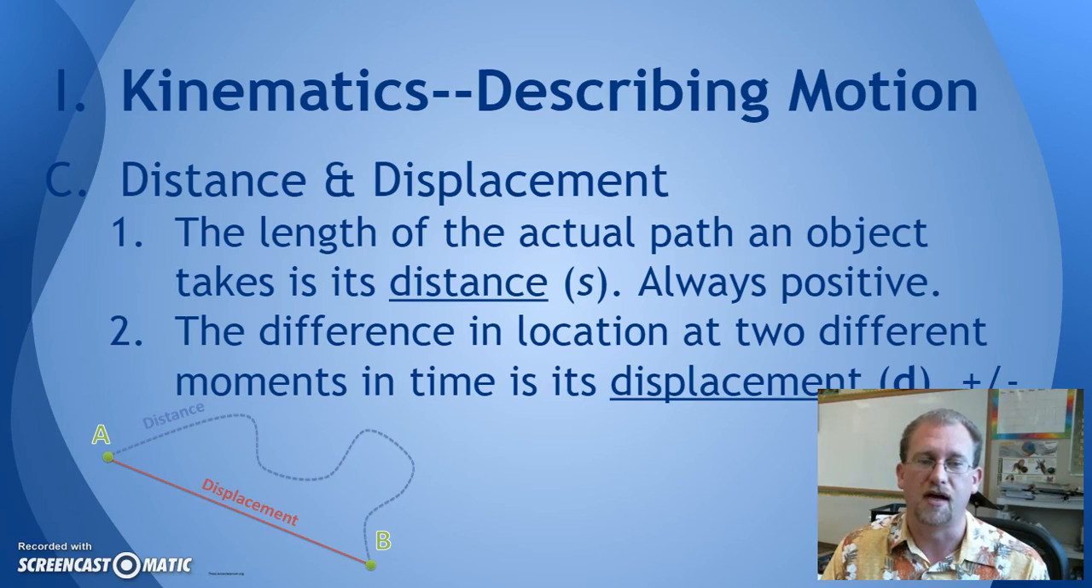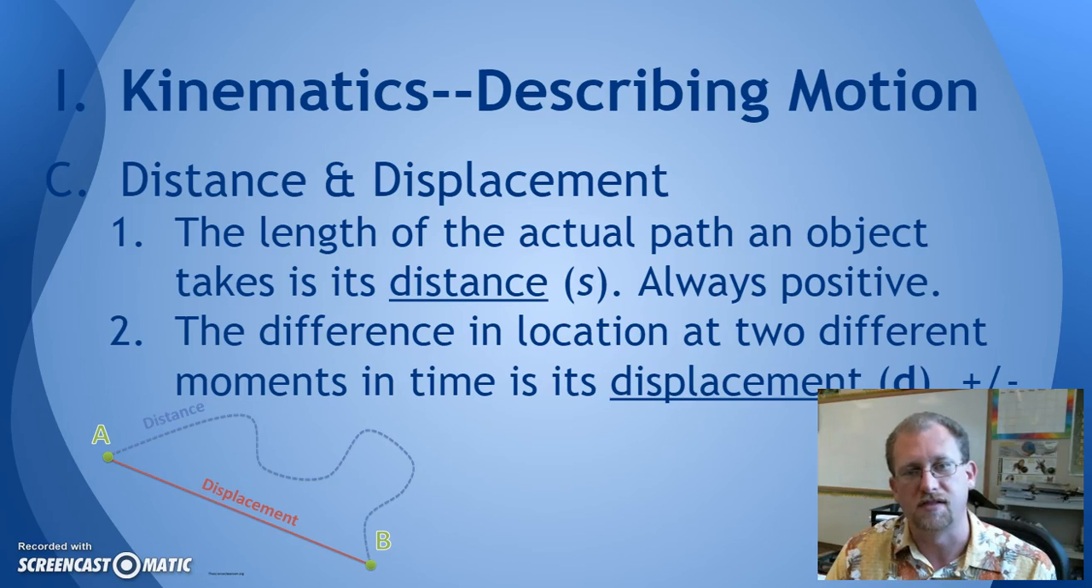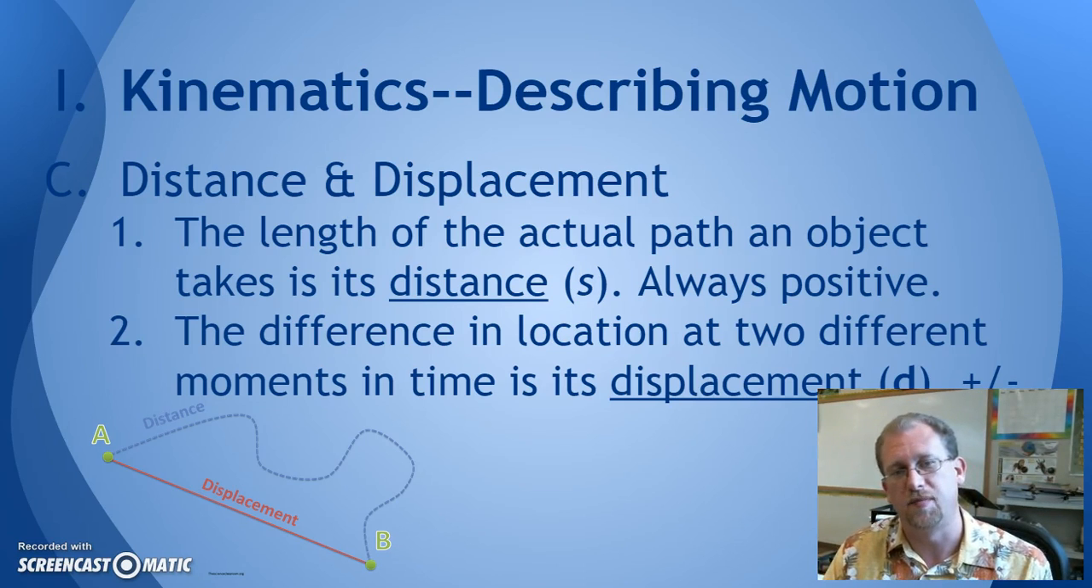We will use an italicized s to talk about distance, and we'll use a boldface lowercase d for talking about displacement, and those are important. Notice that distance is always a positive number. You can't have a negative distance. If you're measuring how far something actually went, it went there. It didn't go not there. But displacement can be positive or negative depending on your point of reference. Okay, so just keep that in mind as well.